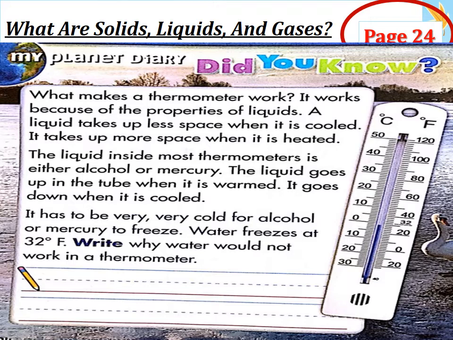It goes down when it is cooled. So we have two conditions, okay? What again? If it's warm, the liquid goes up or down? Up. Very good. How about if it's cool? All right. It goes down. Now let's proceed. It has to be very, very cold for alcohol or mercury to freeze. Water freezes at 32 degrees Fahrenheit.